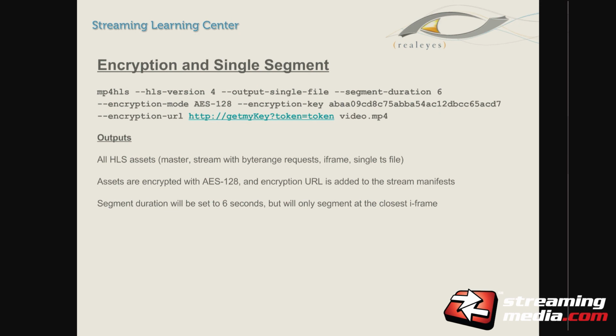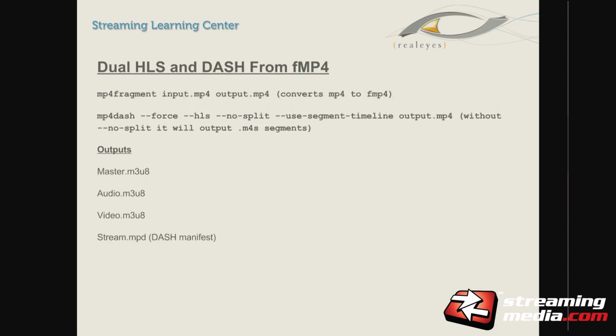Encryption and single segment. This shows us both how to do a byte range as well as doing encryption. So once again, HLS version 4, we're going to specify output single file. That's going to manage the byte range stuff for us from a single segment. Segment duration, we can specify that. Obviously, the key thing there is you want to make sure that you align that to your keyframe interval. What encryption mode, what encryption key, and of course then the output. And then this will give us pretty much everything that we'd want out of that pretty quickly.